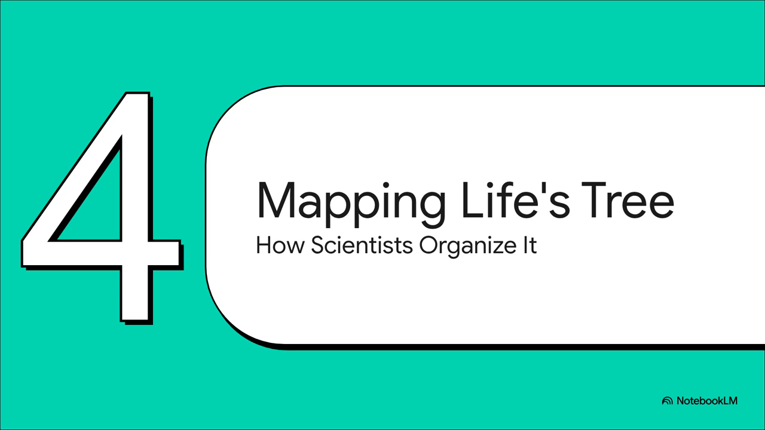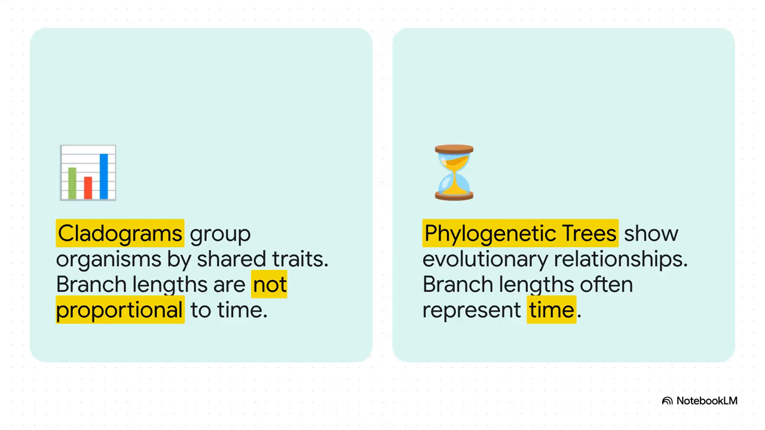Well, they draw maps, or more accurately, trees. Now you're going to see diagrams like these, and it's important to know the difference. Cladograms are simpler. They just show who's related to whom based on shared characteristics. A phylogenetic tree, though, is a bit more advanced. The length of the branches actually means something. It usually represents time. So longer branches mean more time has passed since those species split off from each other.